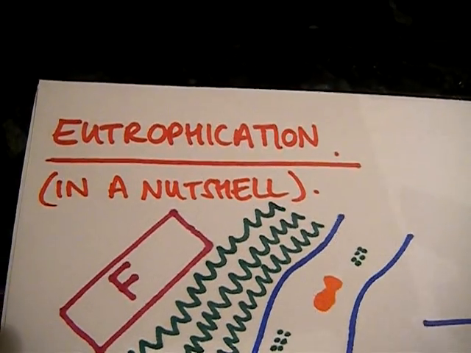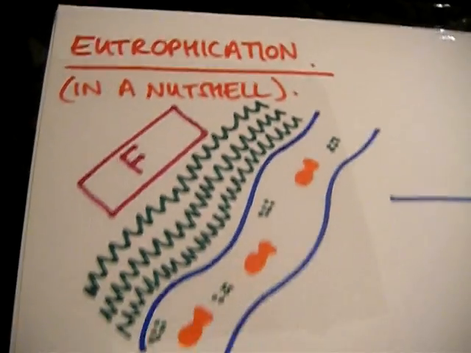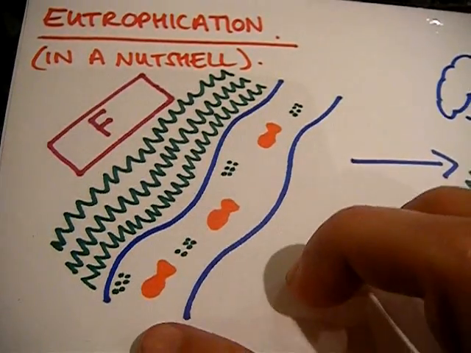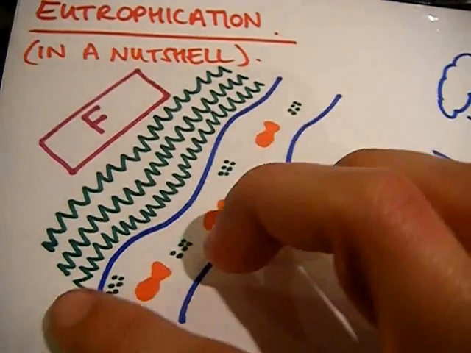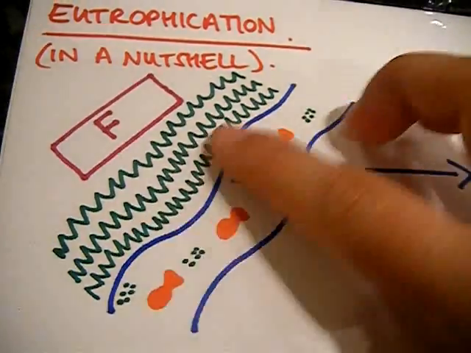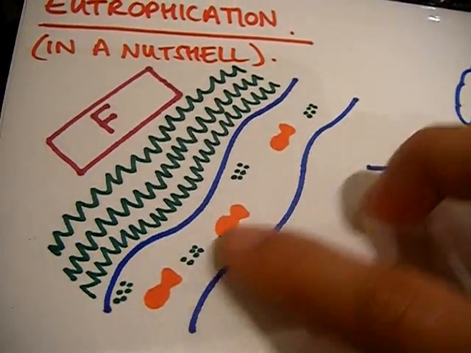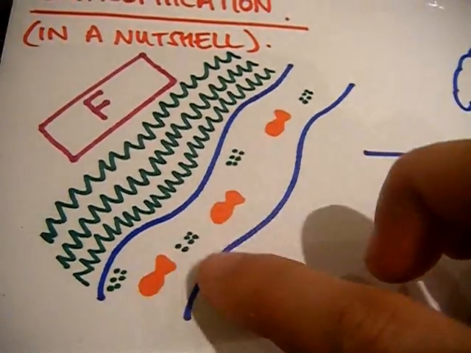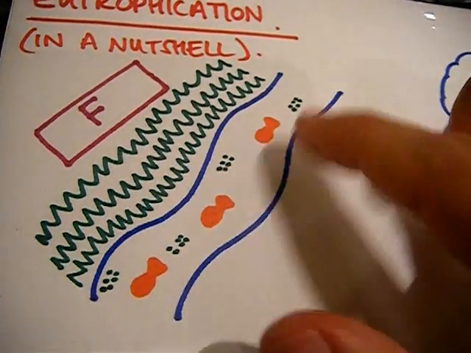This is eutrophication in a nutshell. Here we have a river, some fields or crops next to the river, fish in the river, and some algae plants in the river dotted about, which the fish are feeding on.